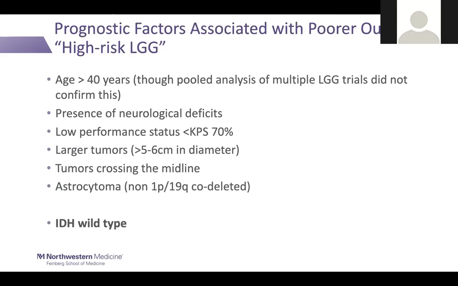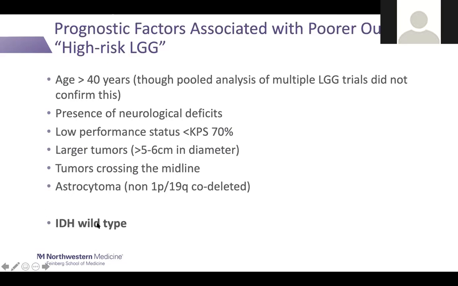So again, that kind of fits. Larger tumors, can't remove them completely. And we do know astrocytomas compared to oligodendrogliomas tend to be a bit more aggressive. So we do consider people with lower grade astrocytomas, we may treat them more aggressively up front because we think they may be a bit more aggressive long term.